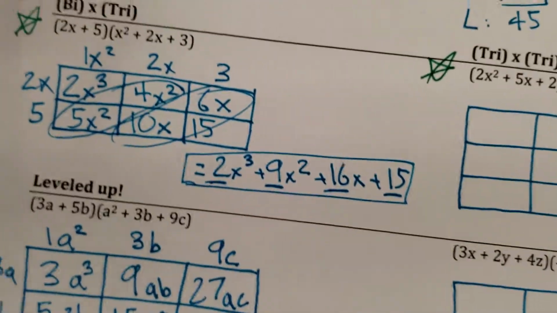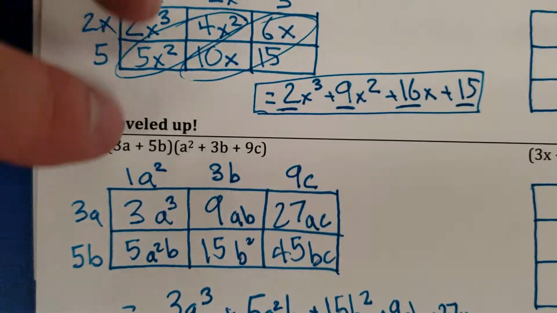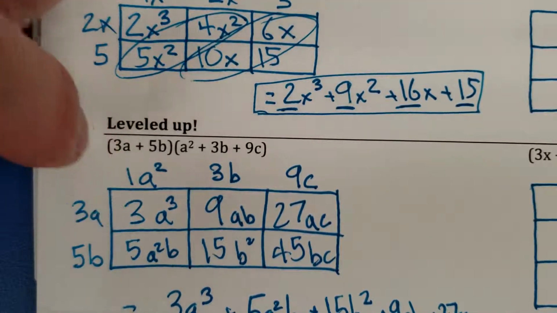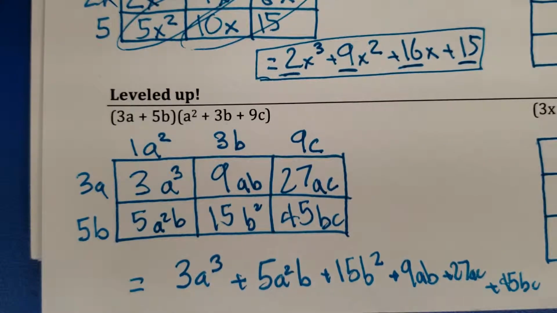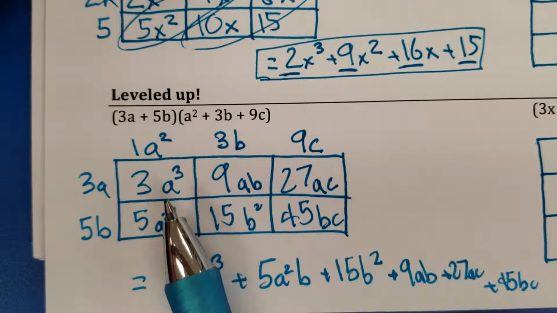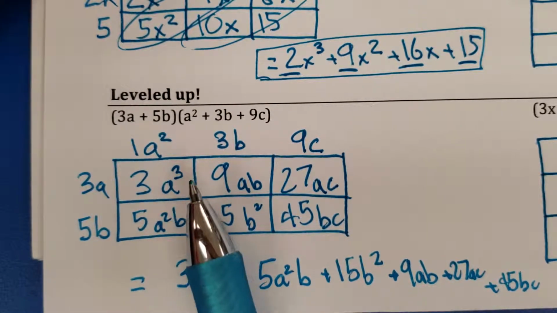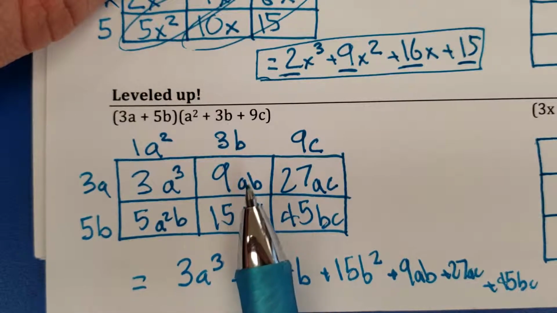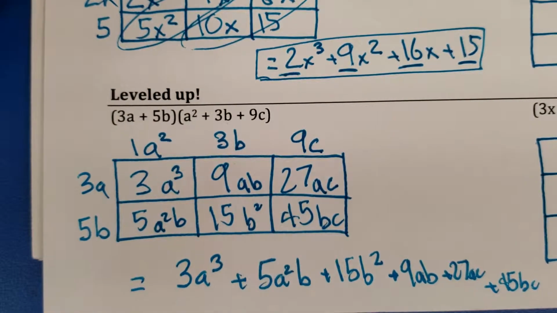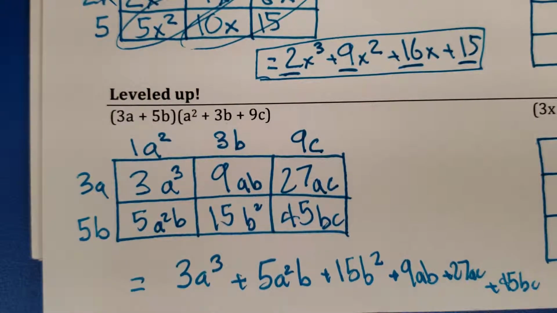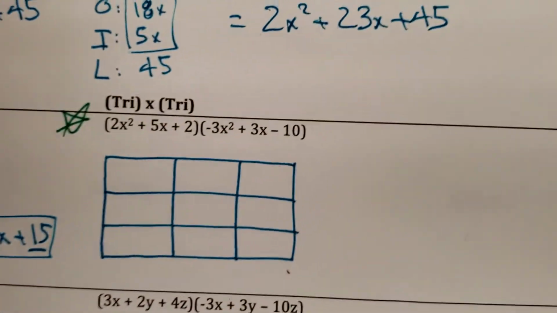Okay, so that's binomials times trinomials. Make yourself a 2x3, go 1 box at a time. Again, once the boxes are filled in, there is no more multiplying that you need to do. And the exponents and the variables do not change once the boxes have been filled out. Trinomials times trinomials. Coming up next.